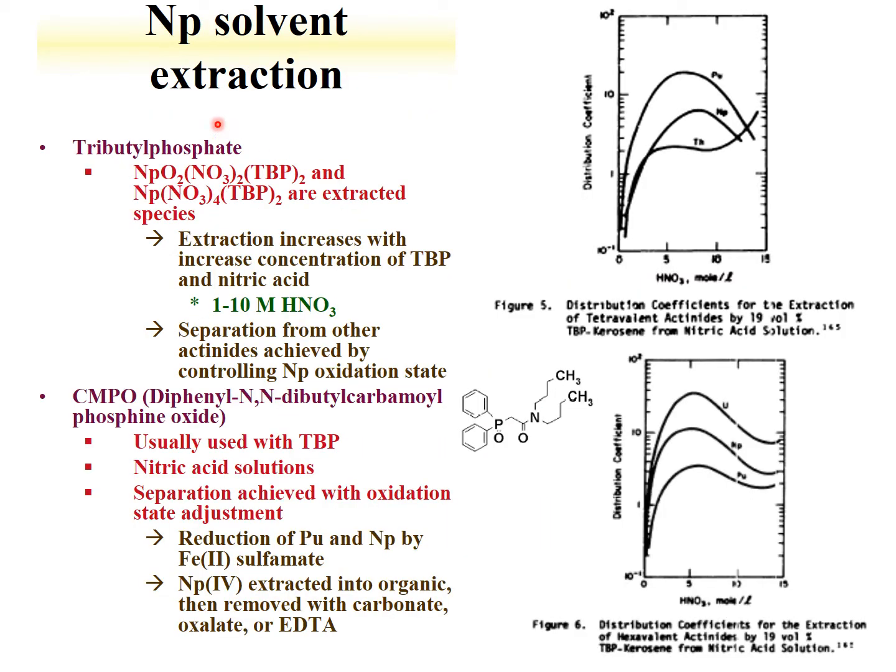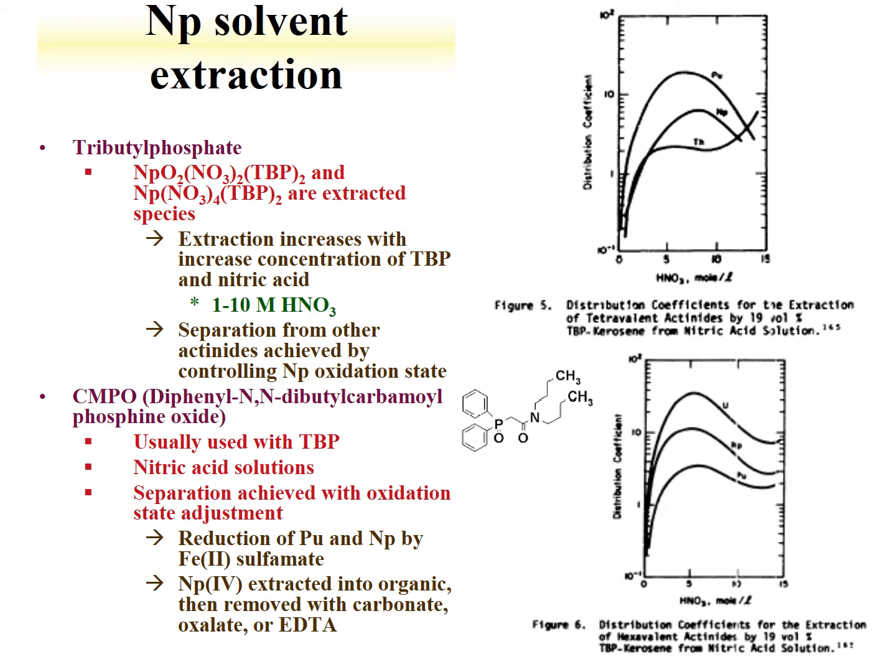We've already discussed the solvent extraction-based methods using tributyl phosphate, where, very similar to the uranium, we get the neptunium-6 with 2 nitrates and tributyl phosphate, and as we'll see with plutonium, the neptunium-4 with 4 nitrates and tributyl phosphate system extracted. Data is shown here for the extraction of tetravalent neptunium and hexavalent neptunium.